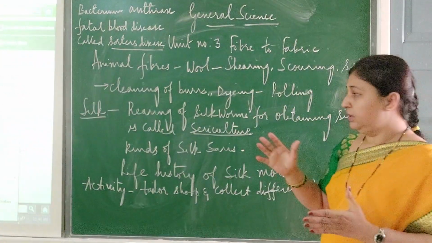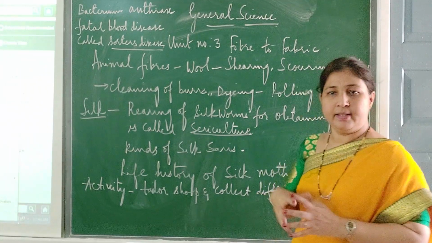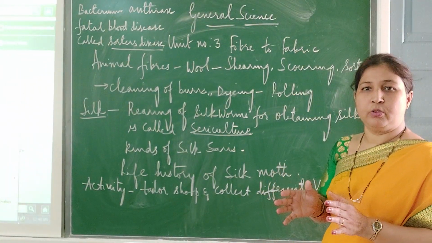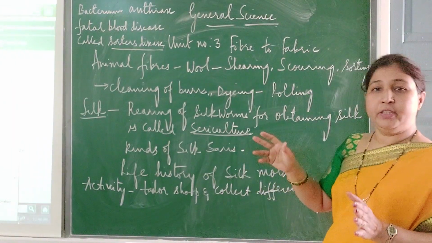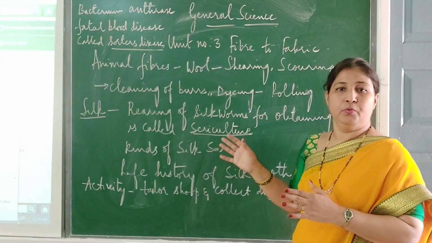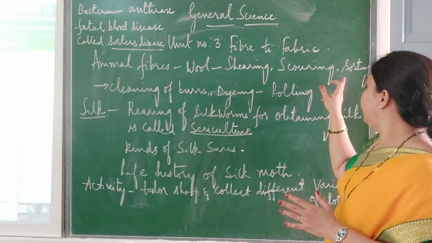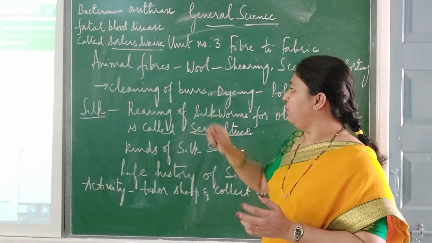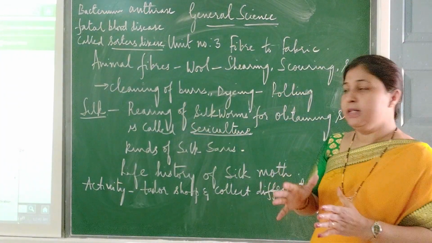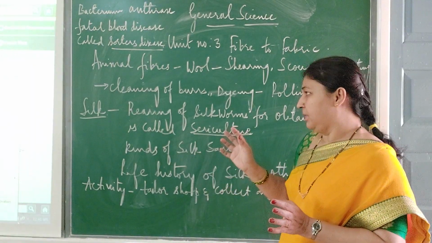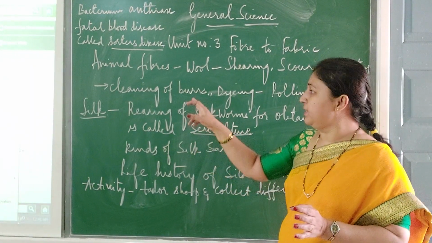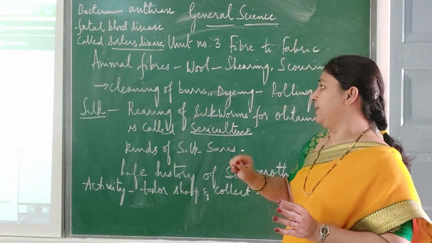Sorting. Now the sheep hair will be there, isn't it? They separate it out: long, short, small, all. And then they sort it out for making the wool. That is called sorting. Then cleaning of burrs. In that also, some hair will be long, some will be short, some will be of use and some will be removed. That is called cleaning of burrs.